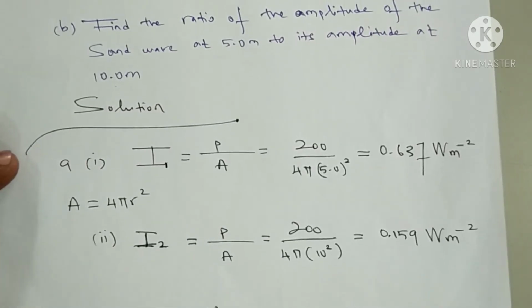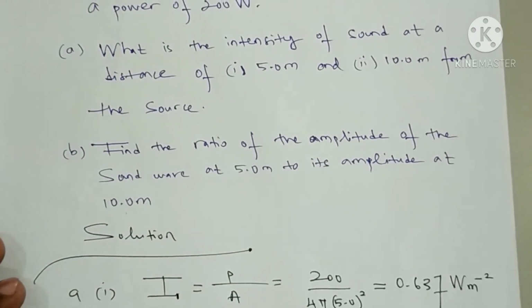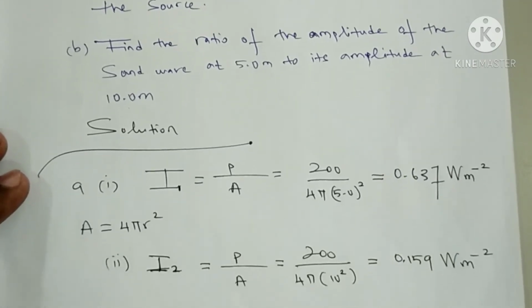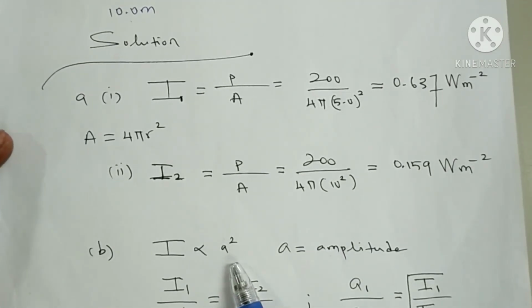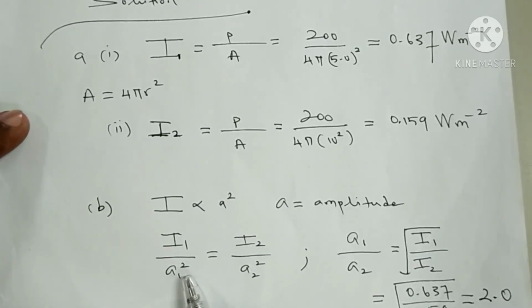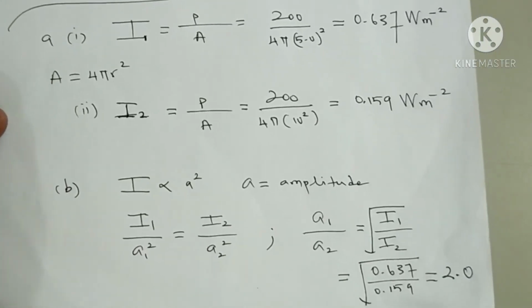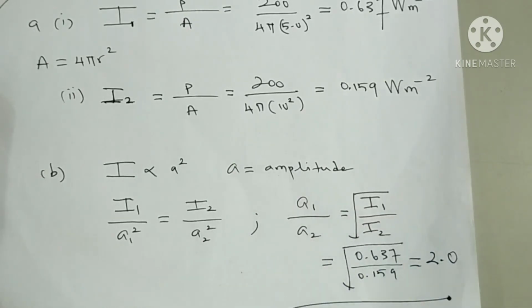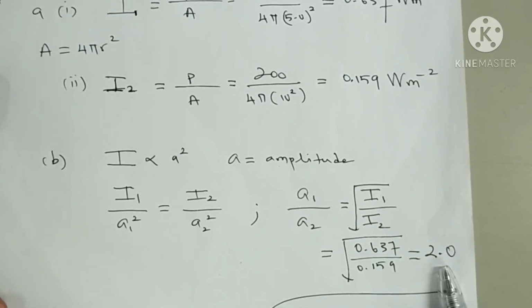And then for section B, find the ratio of the amplitude of the sound wave at 5 meter to its amplitude at 10 meter. Everyone knows that intensity is directly proportional to amplitude square, where A is amplitude. So mathematically, I1 over A1 square equals I2 over A2 square. When you substitute all the values accordingly into this formula, make sure your algebra is good. So you will get the ratio of 2.0. Again, simple like a bubble without giving you any trouble.